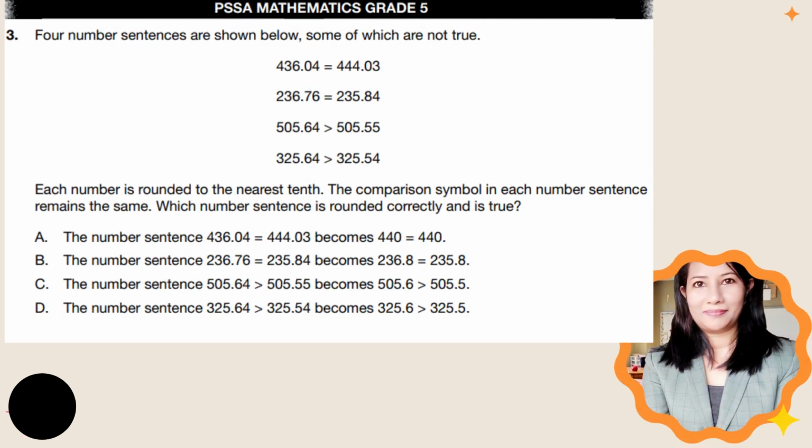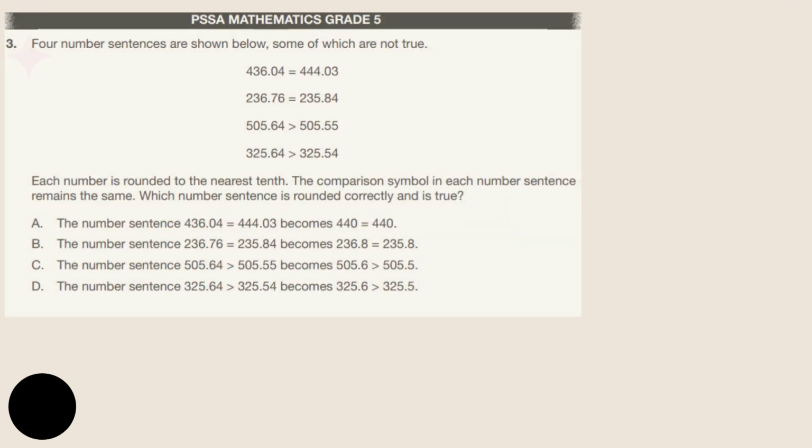Question number three. Four number sentences are shown below, some of which are not true. Each number is rounded to the nearest tenth. The comparison symbol in each number sentence remains the same. Which number sentence is rounded correctly and is true? So what's the correct answer, guys?